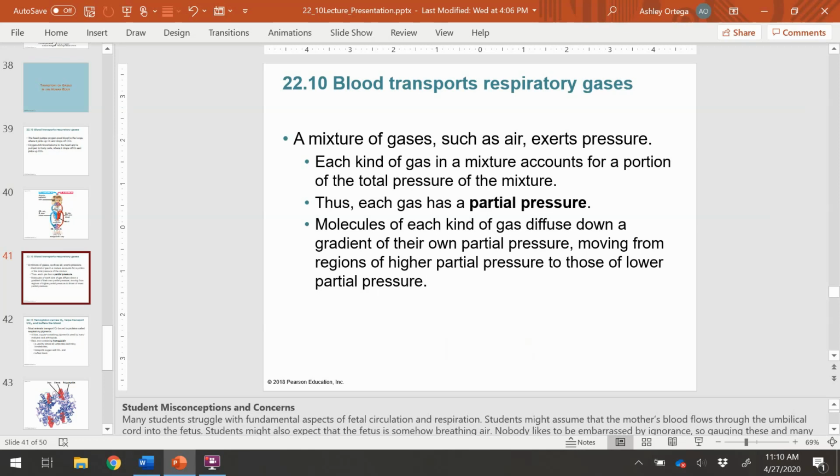The same thing happens with gases, except it's called partial pressure, as they're not in the same form as the solutes. Note that the oxygen gas will move from where there's more oxygen gas to where there's less oxygen gas. And it doesn't matter what carbon dioxide is doing. Each gas is going to move based on its own percentage, its own concentration. The carbon dioxide gas will move from where there's more carbon dioxide to where there's less carbon dioxide.